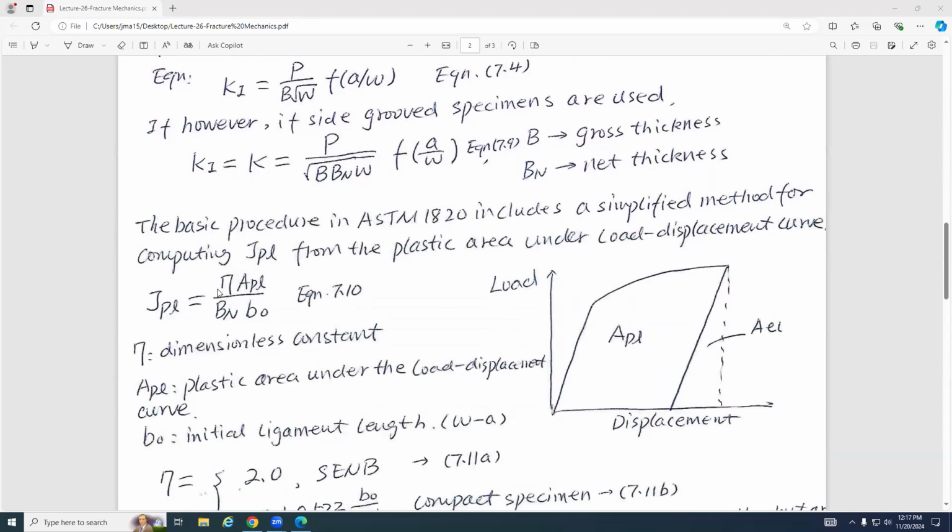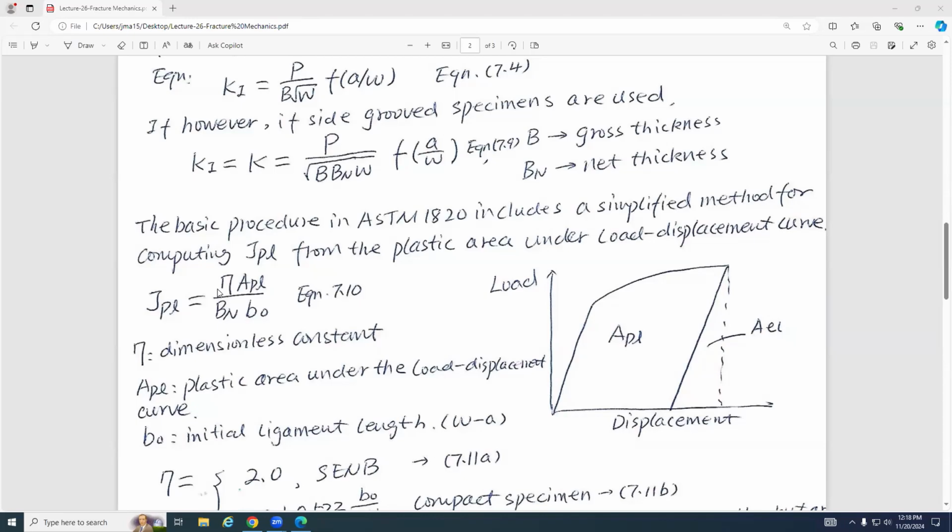And now we focus on the GPL, the plastic J, because the elastic J can be obtained using either this equation or this equation. Now we focus on this plastic part, right? The basic procedure in ASTM 1820 includes a simplified method for computing GPL from the plastic area under the load displacement curve. So how can we do that? This is a figure I show on the handout.